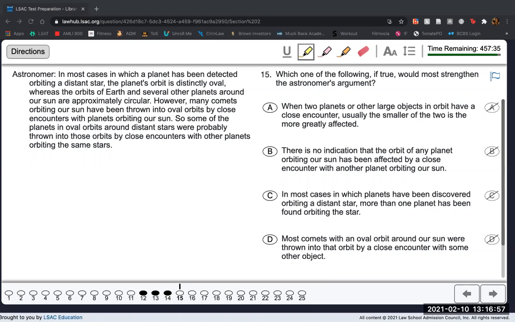It might seem really random, but we might be saying, okay, here's a reason why we support the conclusion, even though it seems really random and not mentioned in our passage. So we're seeing that in most cases, a planet has been detected orbiting a star. The orbit is oval, whereas the orbits of Earth and planets are pretty circular. We could use our own context here.